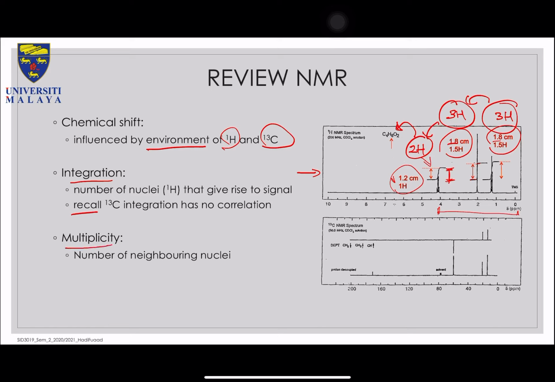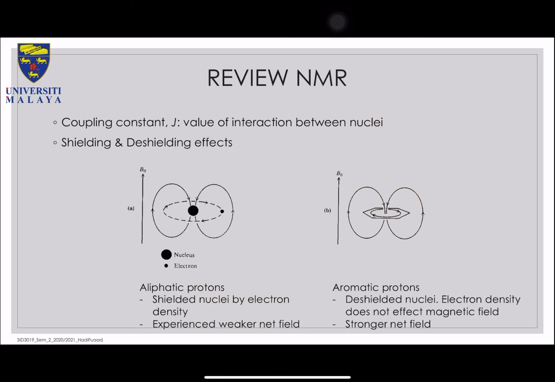And finally, recall multiplicity, which is the numbering of nuclei adjacent to one another. In this case, if you look at here, it's most likely a triplet. While at 2 ppm it's just a singlet, and at around 1.3 ppm is another triplet. So you need to try and recall why it becomes a triplet. I'm not going to cover it in this particular lecture. This is just a revision.